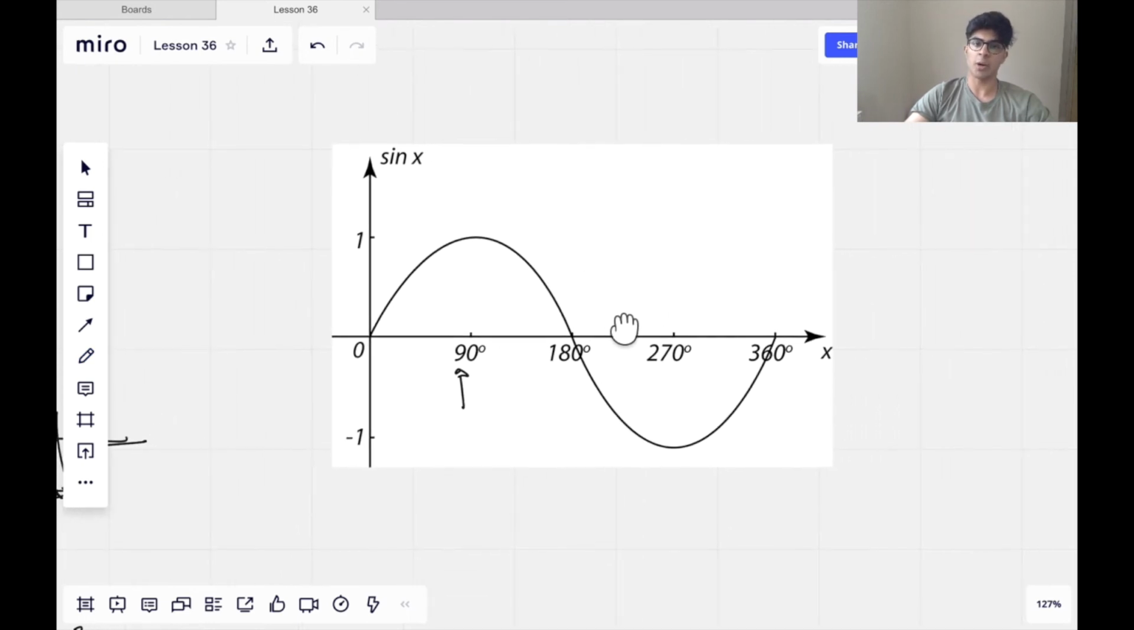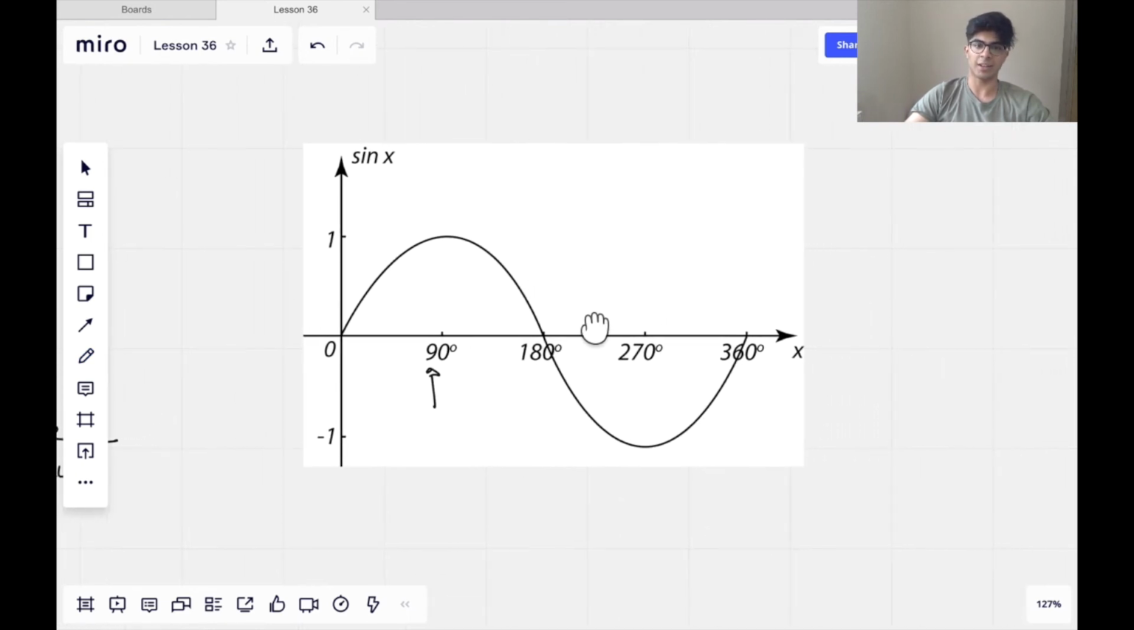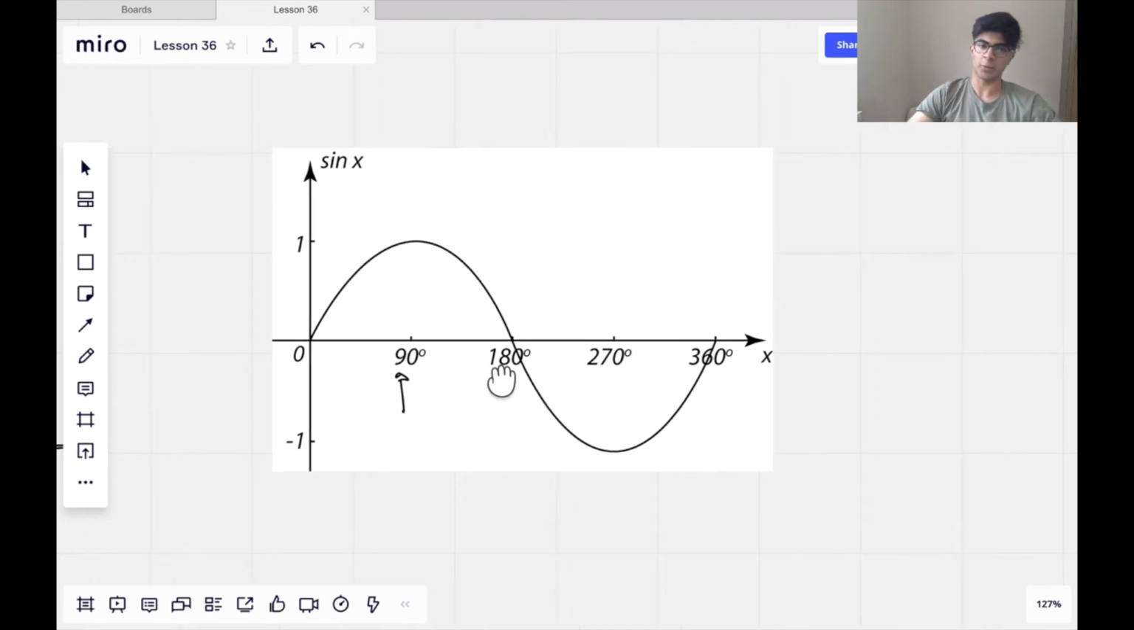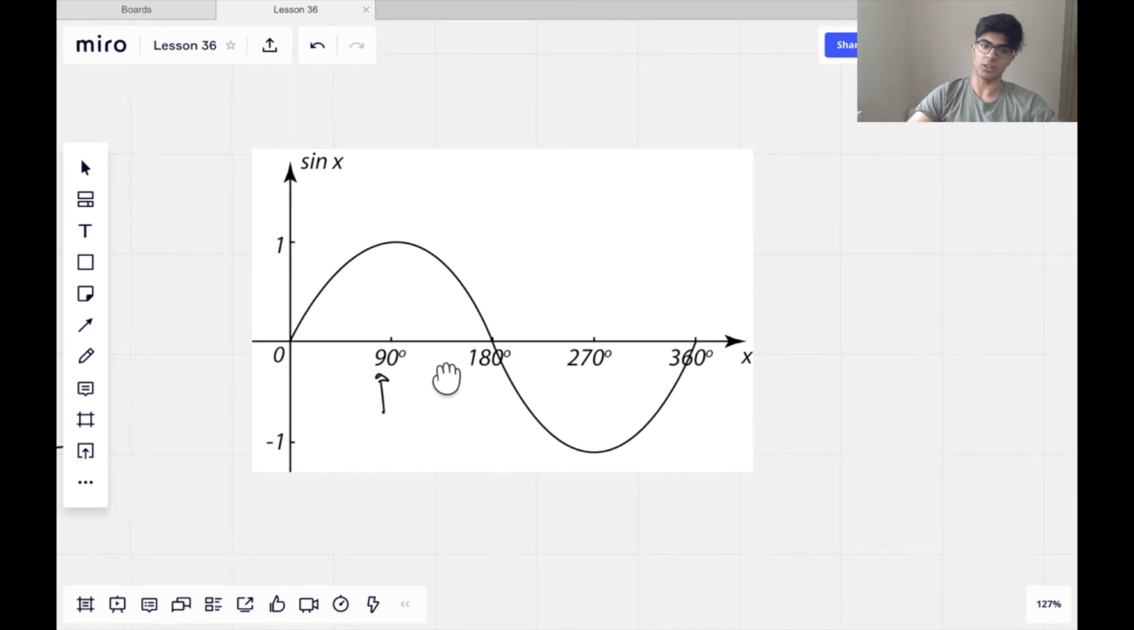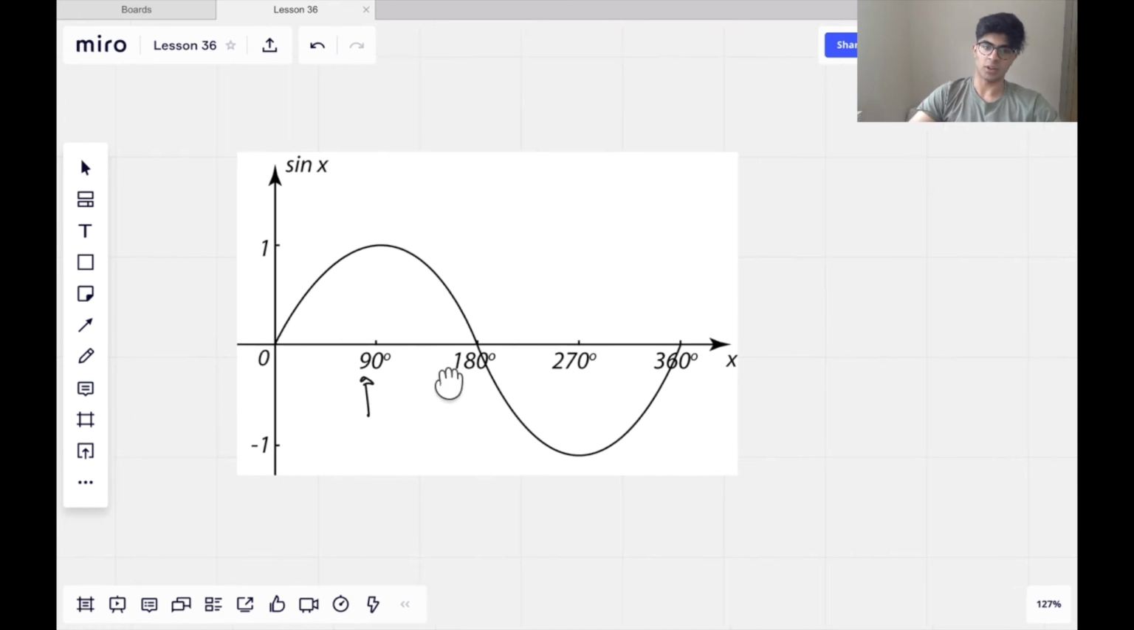They'll come up later in the lessons, where I'll explain briefly where they come from. But if you're really curious, the A-level video tells you exactly where it comes from. They'll talk about the unit circle, for example. But so, sine of x looks like this.